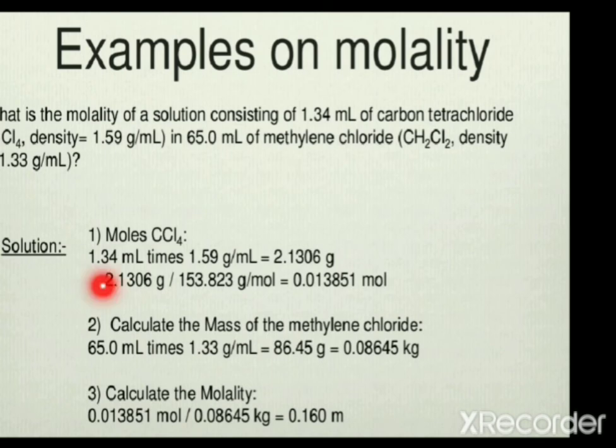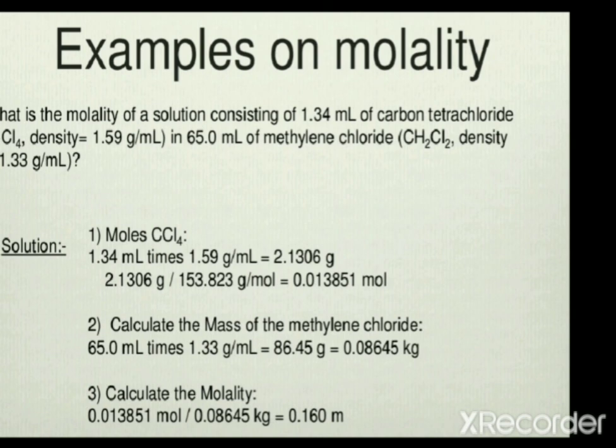Then after that, moles of CCl4 is 2.1306 gram divided by the molar mass of carbon tetrachloride. Molar mass is calculated by the sum of atomic masses of each element. CCl4 means add the atomic mass of carbon plus atomic mass of chlorine, 35.5 times 4, totally 12 plus 35.5 times 4, which forms 153.823 gram per mole. So totally it gives 1.013851 mole.